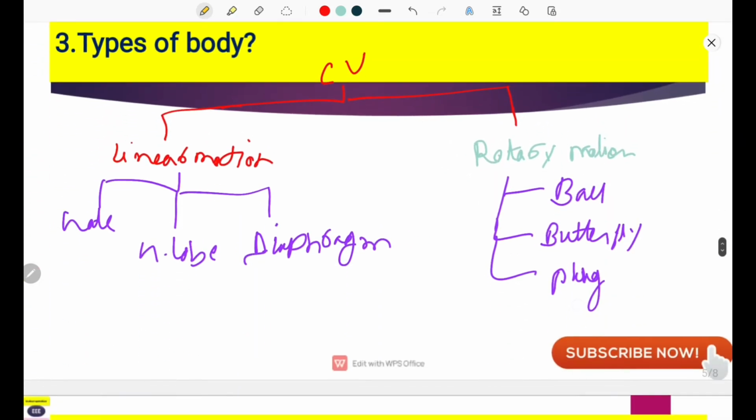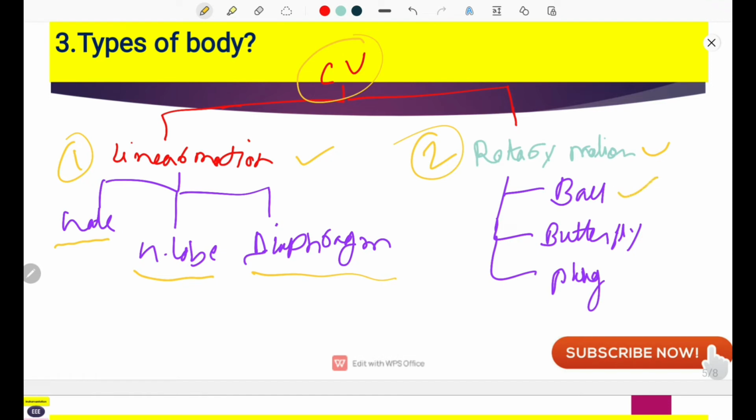Now the third question, types of the body. Generally, we categorize the types of body into two types: the first is linear motion, the second is rotary motion. When we talk about linear motion, the first type of body is gate type, the second is globe type, and the third is diaphragm type. The rotary types of control valve are, first, the ball type, which is generally used for tight shut-off. Butterfly is also part of the rotary motion types, and plug type. So these are the types of the body.